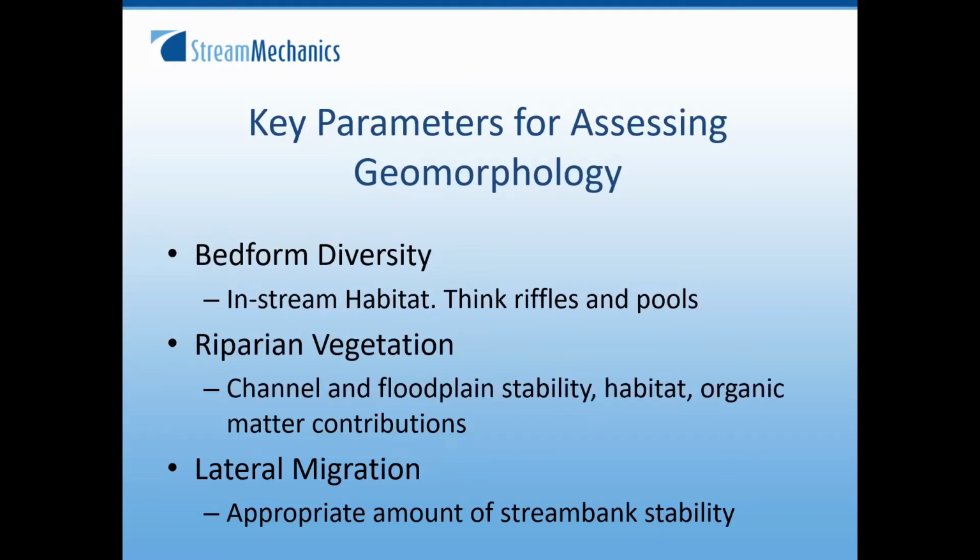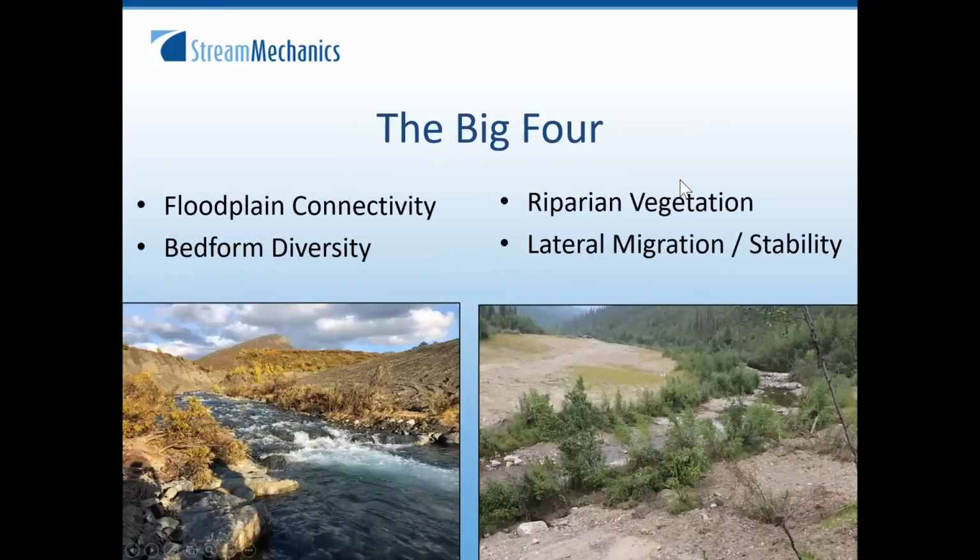And then finally is lateral migration. That's really having the appropriate amount of stream bank stability. I think we also heard that bank erosion is not a bad thing, but too much can be a bad thing in terms of excess sediment supply coming into the stream. So through geomorphology, we have what we call the big four. From a stream assessment and restoration perspective, if we can get these four parameters right, we have gone a long way towards having a successful project.